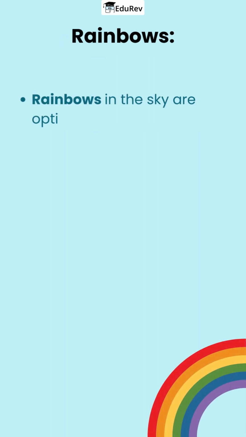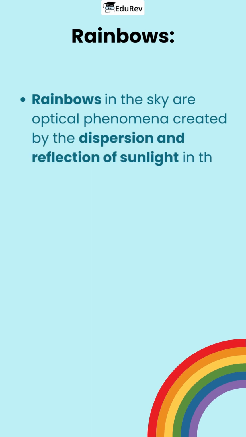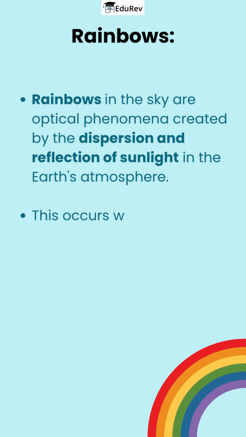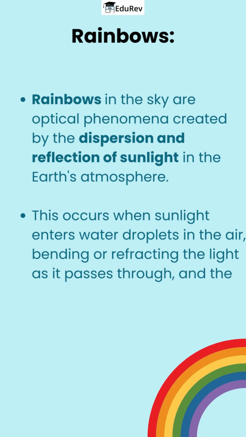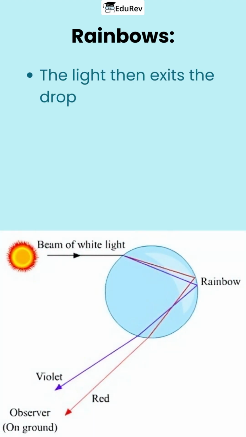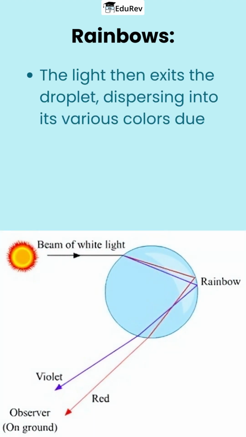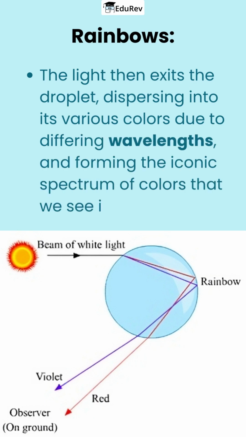Rainbows. Rainbows in the sky are optical phenomena created by the dispersion and reflection of sunlight in the Earth's atmosphere. This occurs when sunlight enters water droplets in the air, bending or refracting the light as it passes through, and then reflecting it internally within the droplet. The light then exits the droplet, dispersing into its various colors due to differing wavelengths, and forming the iconic spectrum of colors that we see in a rainbow.